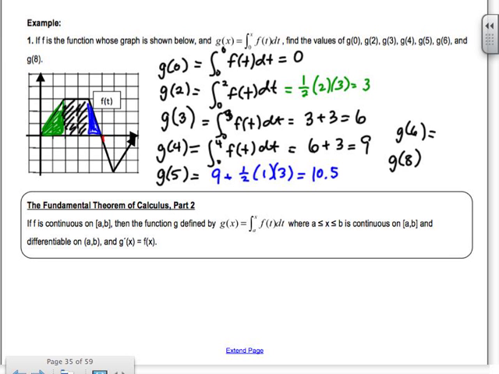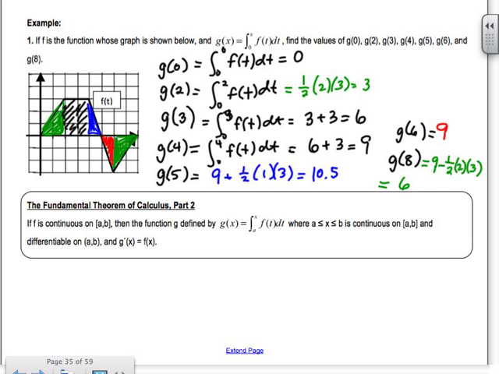It's negative. So now you're subtracting out that 1.5, so you're back at 9. And what's G of 8? So adding on this little triangle here, and it's negative. Yeah, so now you're subtracting out, so you have minus 1/2 base times height. So it's 9 minus 3, so you're back at 6. Okay, does that make sense?